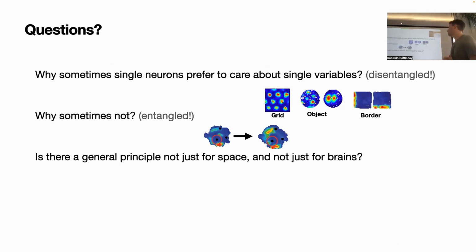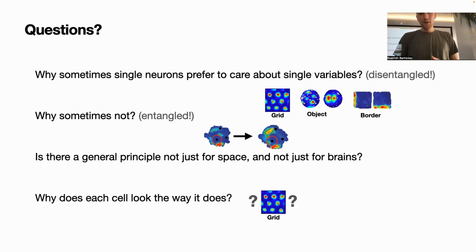Is there some general principle that isn't just for all this spatial stuff, that could explain those parietal cells, and could also explain what those machines are doing? Is there some general principle going on, not just for space, not just for brains? And lastly, if we're interested in understanding these representations, why does a cell look the way it does? Why does a grid cell look like a grid cell in the first place? We're going to try to answer these questions in this talk, and I'll run through two pieces of work on this.